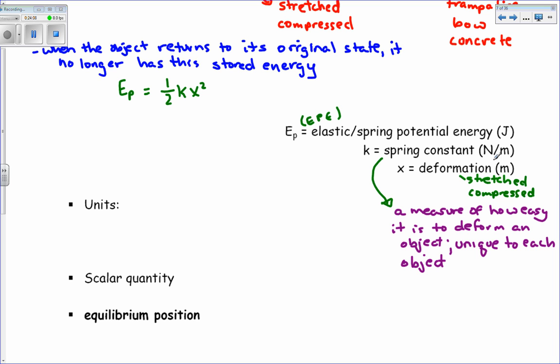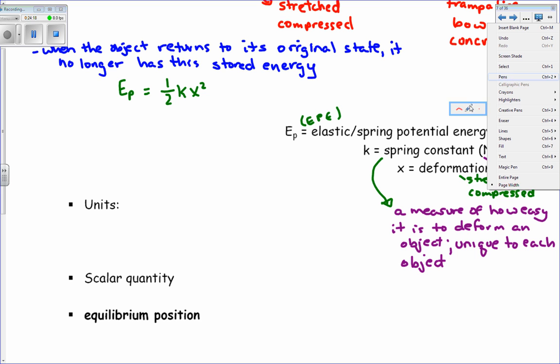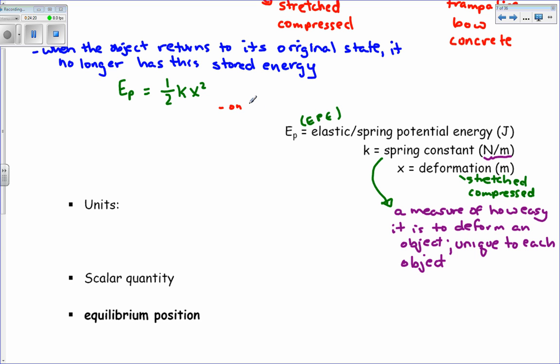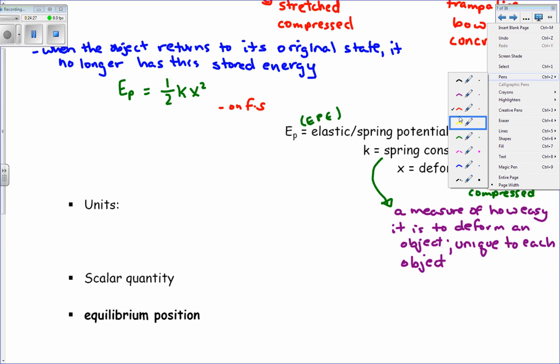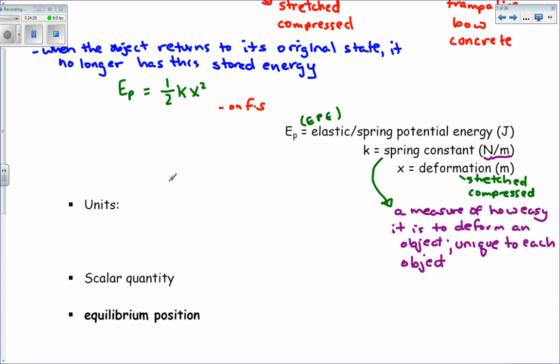And it's a measure of how many newtons of force are needed to deform an object by 1 meter. And that's sort of what it means there. This elastic potential energy formula is on your formula sheet. Okay. And again, we can look at the units to show that we get the same units for energy as we did with gravitational potential energy.